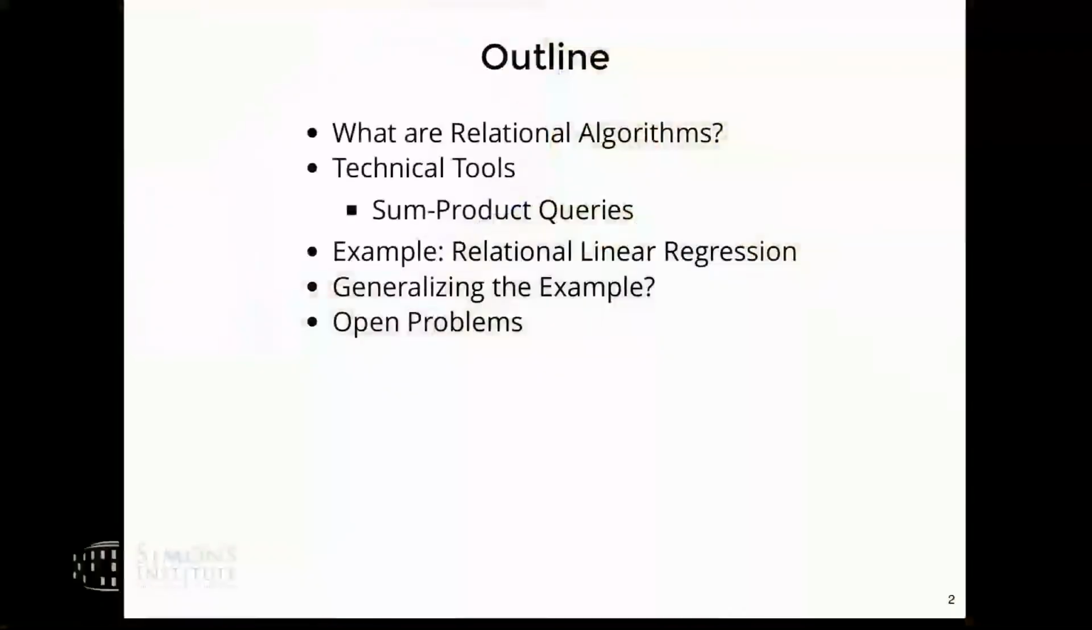Okay, so here is the outline. We are going to start by taking a look at a brief definition of what we actually mean by relational algorithms. And then we will take a detour to review some technical tools that we need to develop some class of relational algorithms. In particular, the technical tools that we are going to need are basically some product queries. And then using those tools, we will see the one and only example that I'm going to present today of a relational algorithm, which is relational linear regression. Afterwards, we will see how far we can generalize this example, and we will end with some open-ended open problems.